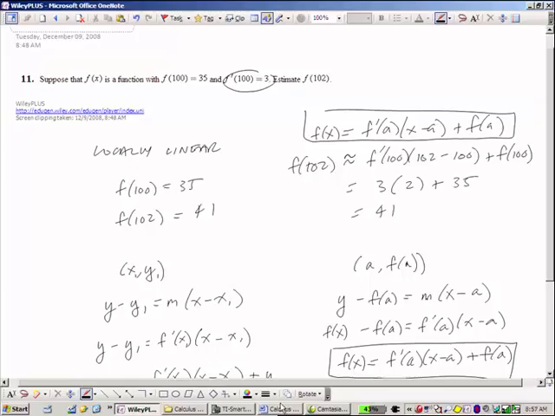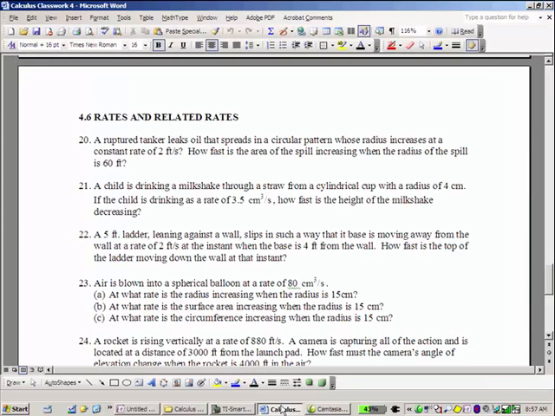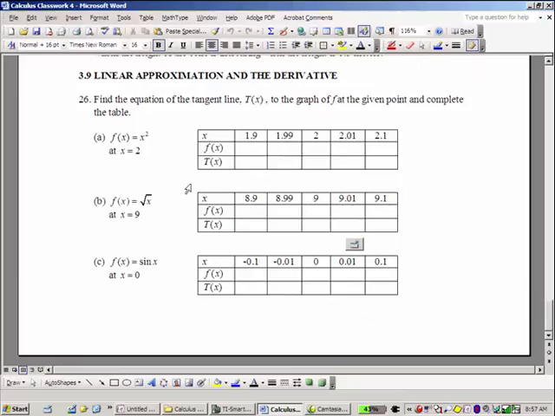All right, so let's take a look at classwork from this chapter. And I think I actually added to the classwork at x equals 2. I don't think you have that on your classwork. So it says, find the equation of the tangent line to the graph at the given point, and then complete the table.